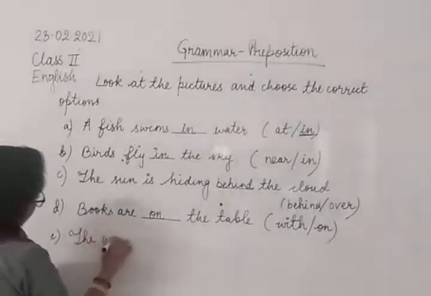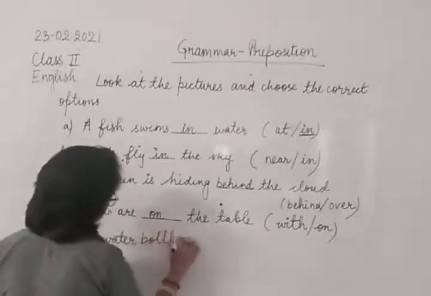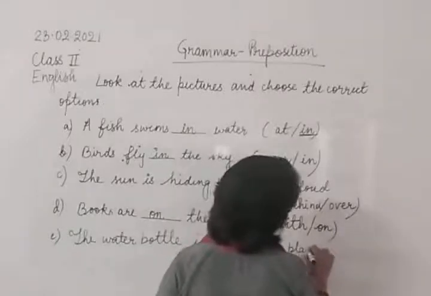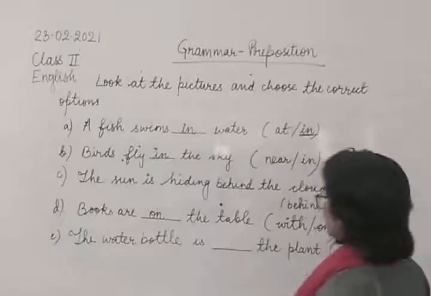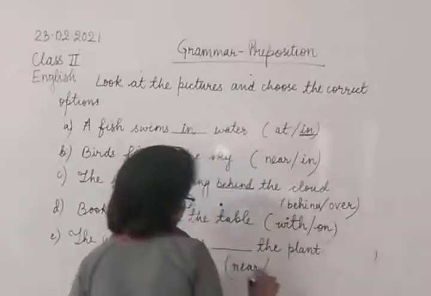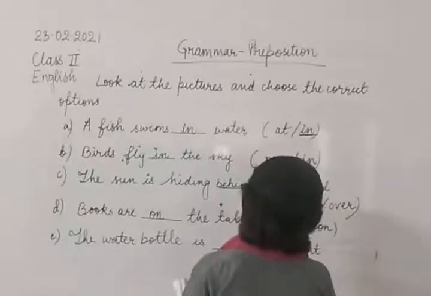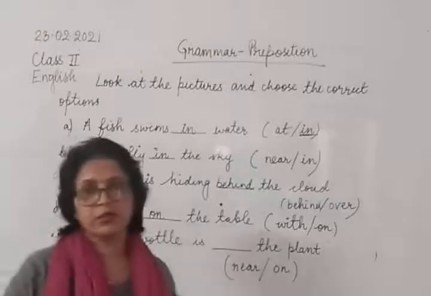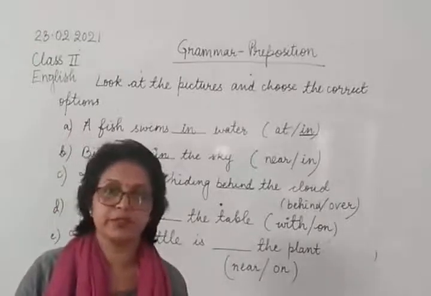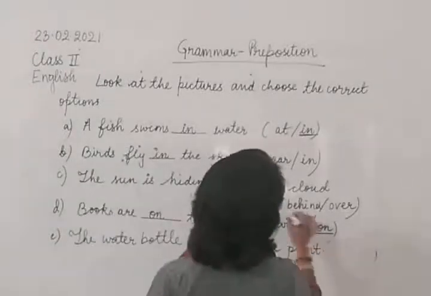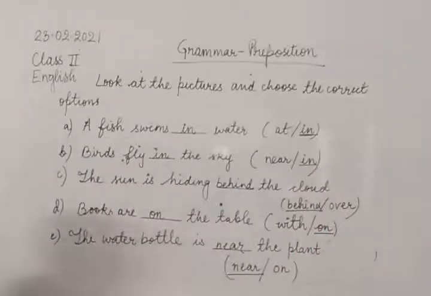The water bottle dash the plant. Option hai aapke, I'll write option below. The water bottle is near the plant ya on the plant. वाटर की बॉटल प्लांट के ऊपर तो नहीं रखेंगे, प्लांट के बगल में हो सकती है, पास में हो सकती है, isn't it? So water bottle is near the plant. Okay? The water bottle is near the plant. प्लांट के पास में है. Next.